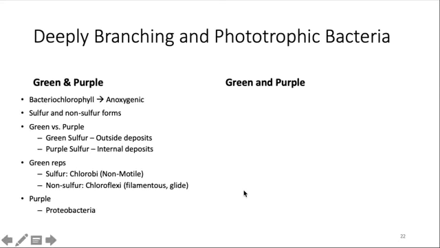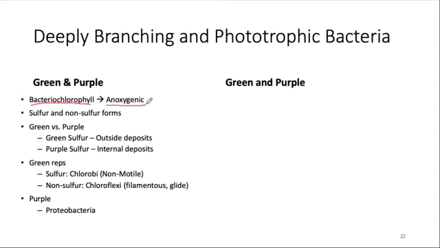Then you have the green and purple bacteria. They do not have the typical chlorophyll that exists in cyanobacteria, algae and eukaryotic plants. What they do have is known as bacterial chlorophyll, which is very related to the regular chlorophyll that we know. But they are anoxygenic, so the photosynthetic process does not produce oxygen at the end.